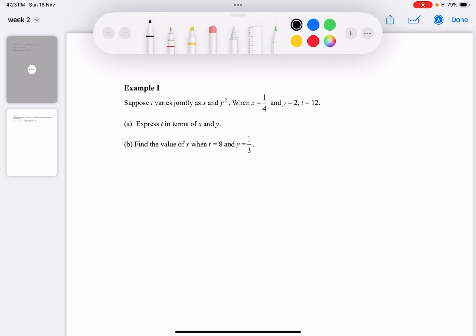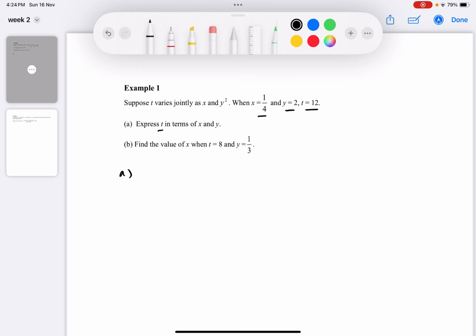Hey everyone. So we have: suppose t varies jointly as x and y squared. So they give us what x, y, and t are. Now we need to express t in terms of x and y.